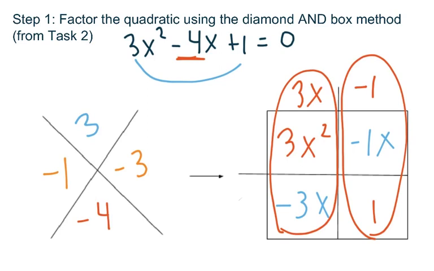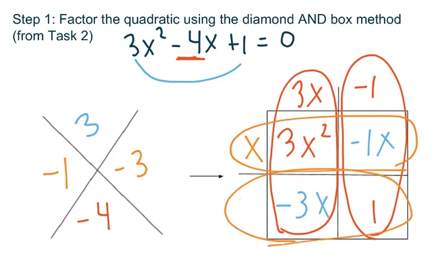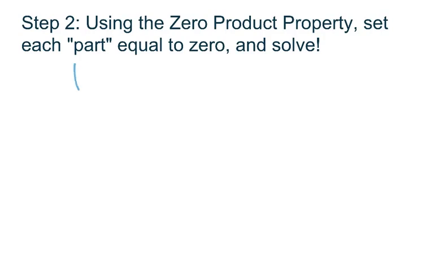If we look at our diamond cheat sheet, that has to be a negative 1. We look at these two, 3x squared and negative 1x. They both have 1x in common. And then we look at negative 3x and 1. We know it has to be a negative because of our box cheat sheet, and we get negative 1. So our final answer in factored form is 3x minus 1, x minus 1.